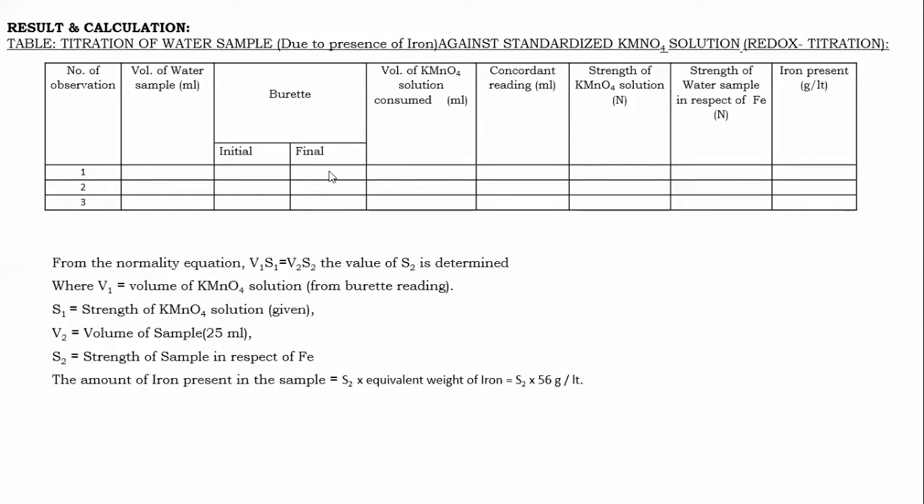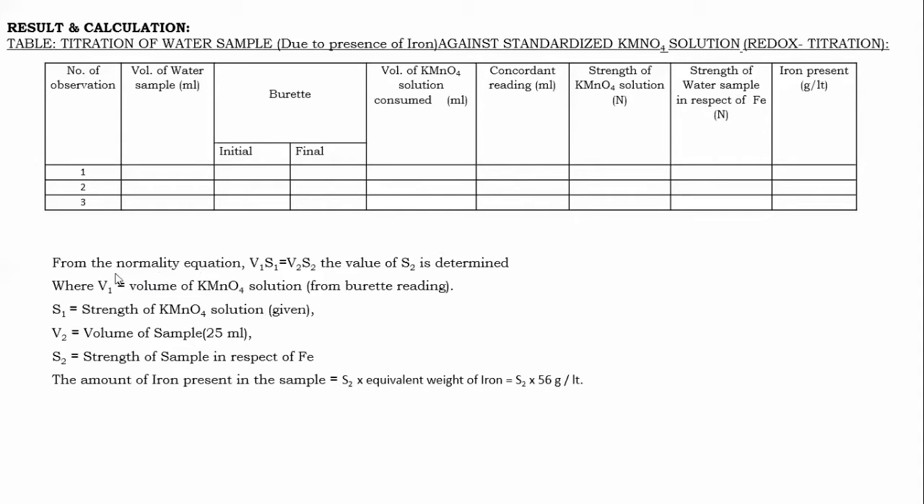Then the initial reading and final reading of the burette. Just see and write down that. Then the volume consumed, that means final minus initial, you will get that volume. Okay, whatever. Say it is 0 to 9 is coming. So 9 minus 0, that is 9 is the volume of the permanganate solution. Already you know that. Then the concordant reading, the consecutive reading which is coming, that is the concordant one. And then the strength of the permanganate solution, which is coming from that calculation part. And afterward, the strength of the sample and also how much iron is present.